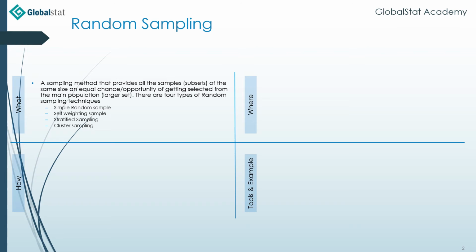Next is stratified sampling. In statistics, stratified sampling is a method of sampling from a population which can be partitioned into subpopulations. In statistical surveys, when subpopulations within an overall population vary, it could be advantageous to sample each subpopulation independently.